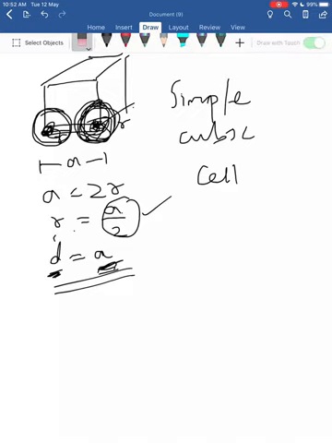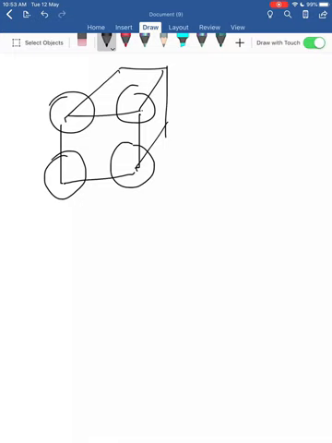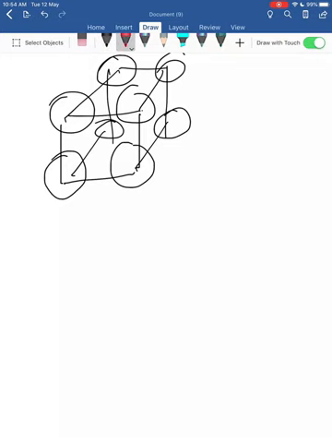Now for that, let me erase this off. So let's see what actually happens in a body centered cell. In addition to the 8 spheres which will be touching each other, here you are, this is your 8 spheres at the 8 corners. Here there is also one sphere which is at the center. Here it is in the center.